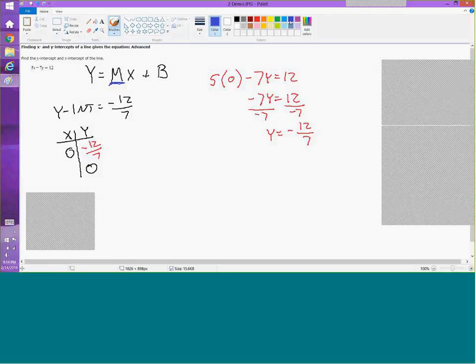Now in blue, for the x-intercept. That means that y is going to be 0, so we have 5 times x minus 7 times 0, since y is 0, equals 12. Again, 0 times anything is still just 0. So we have 5x equals 12, and divide, so the x-intercept is going to be 12 fifths.